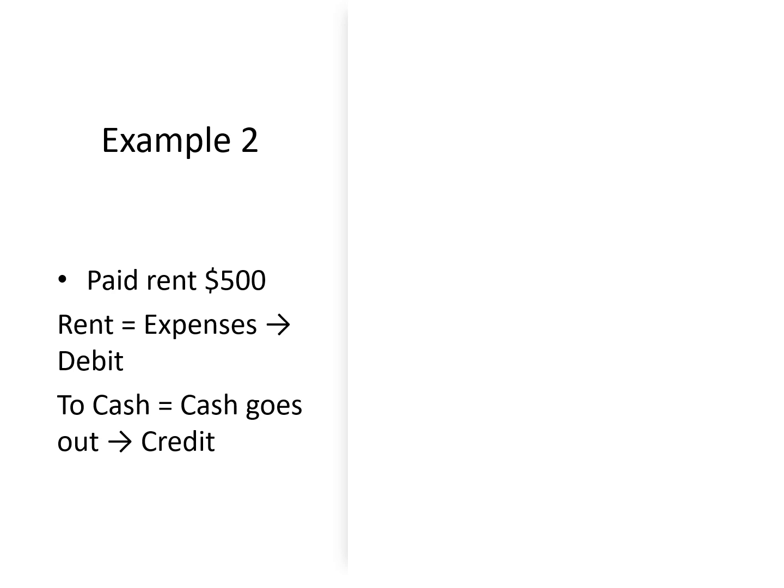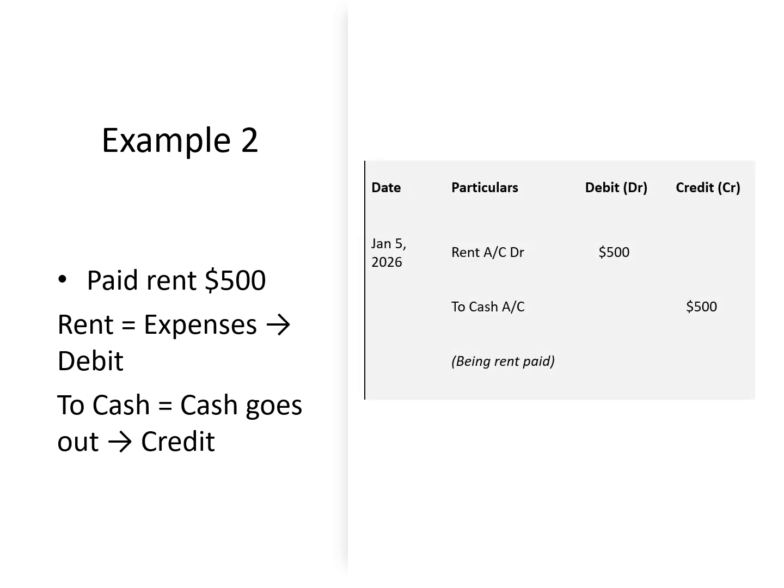In applying step 3, we need to apply the rules. Rent is expenses, which is nominal. Expenses, we debit it, and cash, money going out because we are paying rent, so we credit it. So the journal entry for this transaction will be we debit rent $500 and we credit cash $500. Remember this trick, all expenses are debit, no exception.